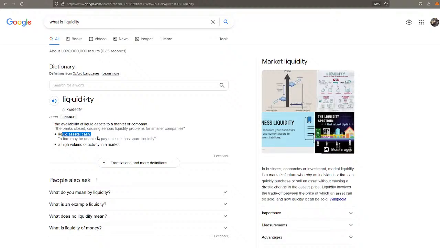Stocks and crypto are considered highly liquid assets because they're able to go from the asset to cash extremely, extremely quickly, right? If you own shares of a stock and you want cash, you can sell those shares on the market immediately.